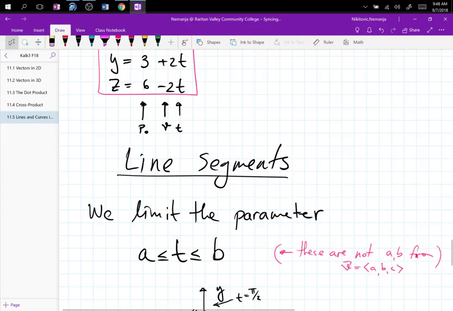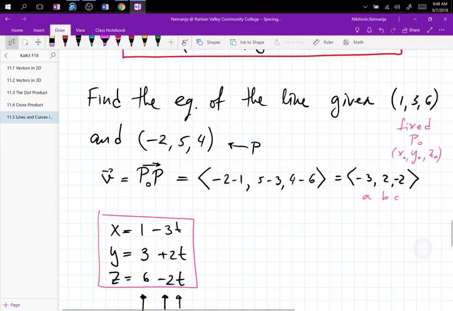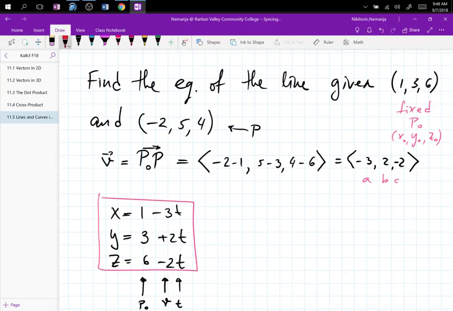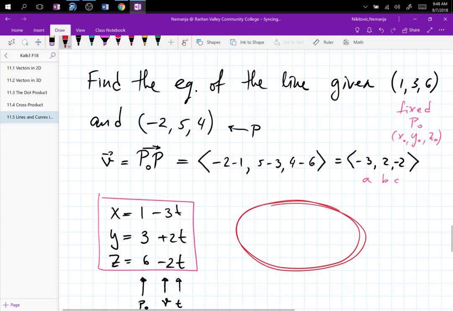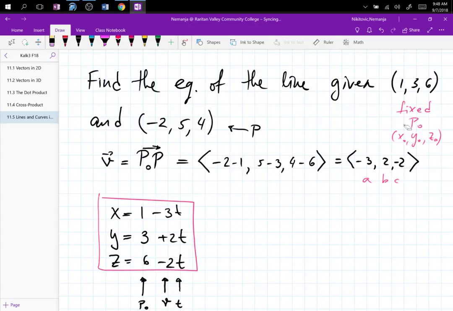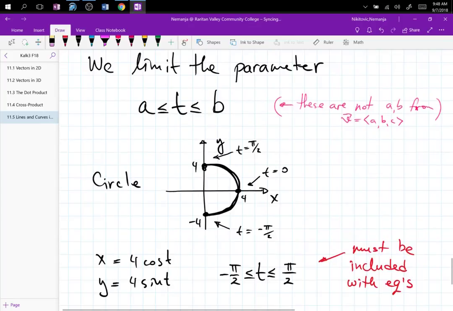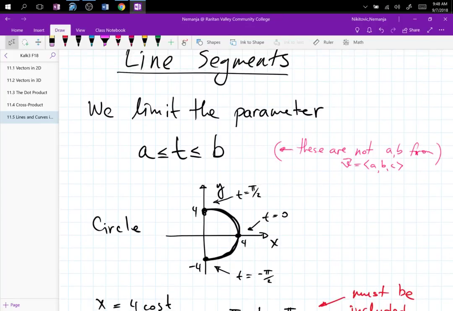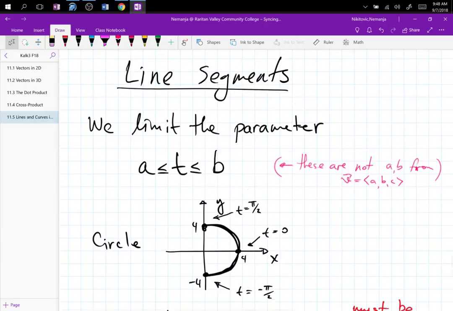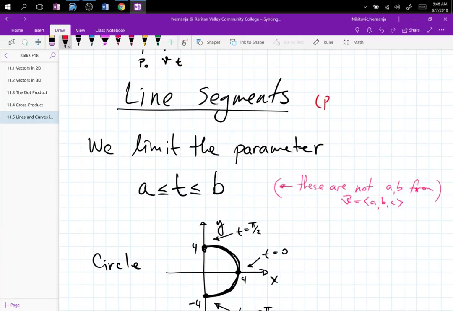So that's line segments. Infinite line, no information on t given. Therefore, t is infinite. Therefore, this line goes forever in both directions. Over here, to find the part of the line, so line segments, part of the line. Right? That's what it means.